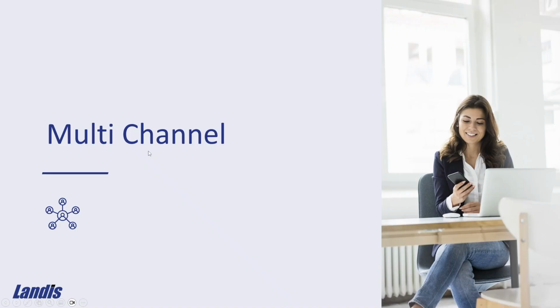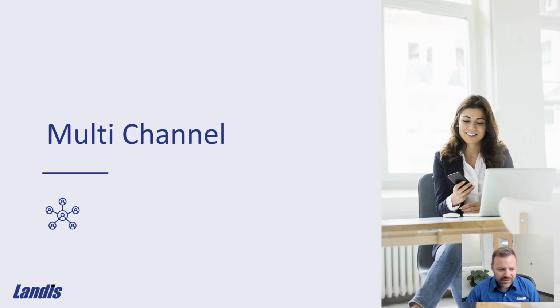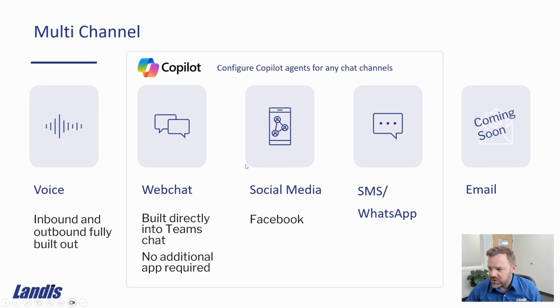All right, we're also going to talk about some of the other channels that Landis provides. Obviously, Contact Center provides functionality for voice. We also include a variety of chat channels as well, things like web chat, chatbots on the website, SMS, and some social interactions like Facebook or WhatsApp. So if you are looking for something to grow into, maybe you're only using voice today, there are lots of other opportunities to integrate. You'll also notice Copilot agents are configurable with any of the chat channels.